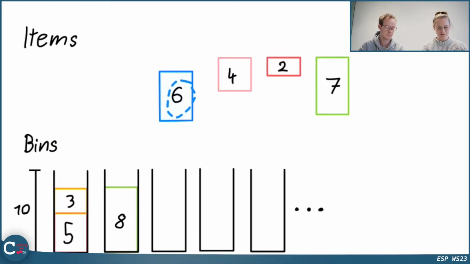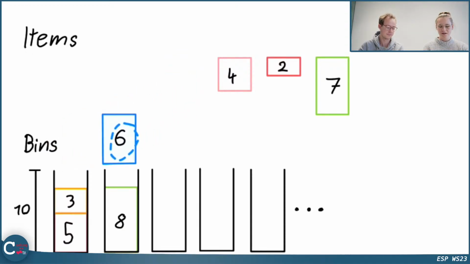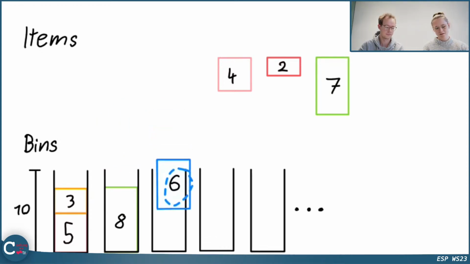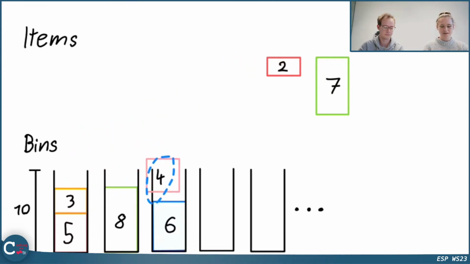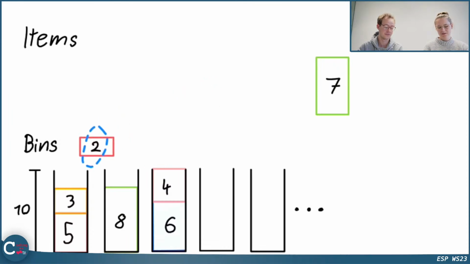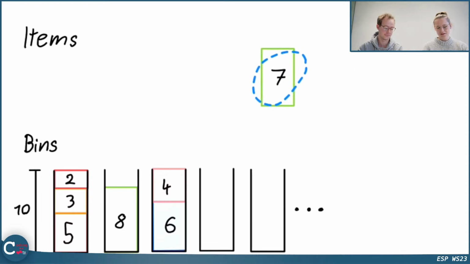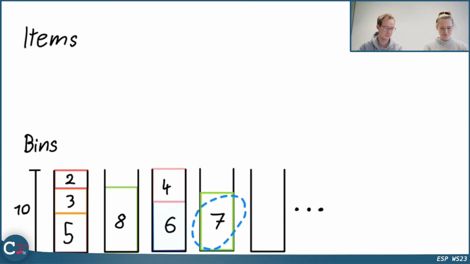Then 6, let's check. It doesn't fit into the first bin. It also doesn't fit into the second bin, so we have to put it in the third bin. Now let's consider the next item. 4 doesn't fit in the first, doesn't fit in the second, so we put it into the bin with the 6. That's fitting perfectly there. So now let's consider the 2. This does fit into the first bin, so we put it there. And then the 7 doesn't fit in any bin we used before, so it gets put into the fourth bin.